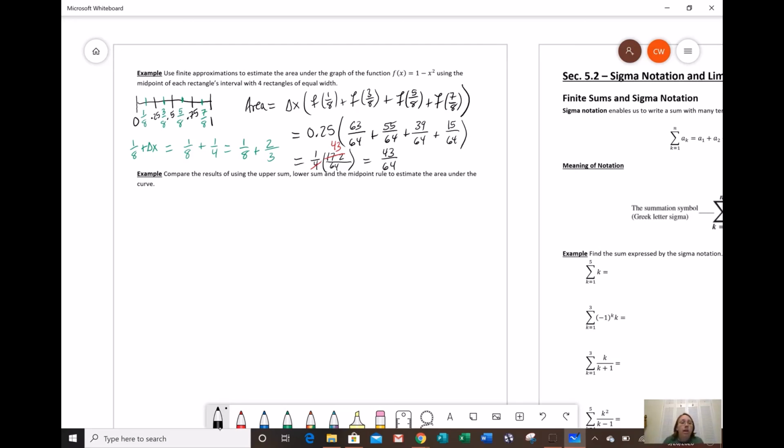All right. Example: compare the results of using upper sum, lower sum, and midpoint rule to estimate the area under the curve. Okay, well, I guess I get to go get those. So the upper sum, the lower sum, and the midpoint. So if I turn the midpoint into a decimal, 43 divided by 64 is 0.6719 if I round to 4 decimal places.